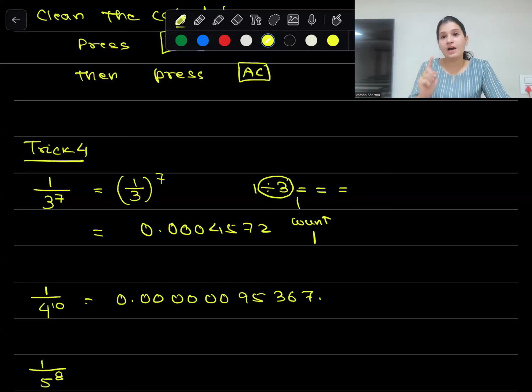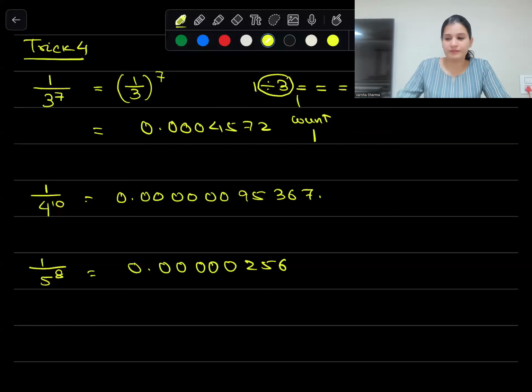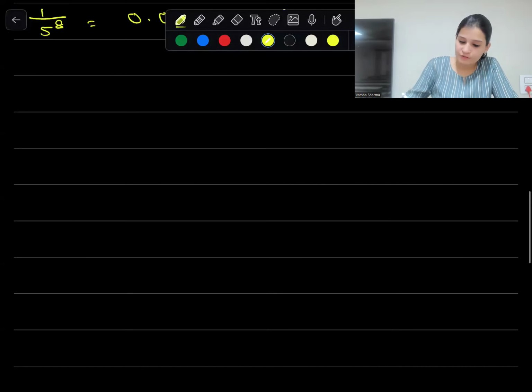But in trick 2, the count started from 2. Clear? Here, the answer is 0.00000256. Any problem? No, ma'am.